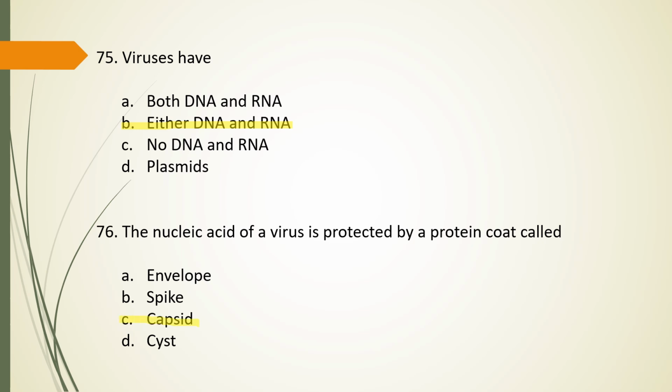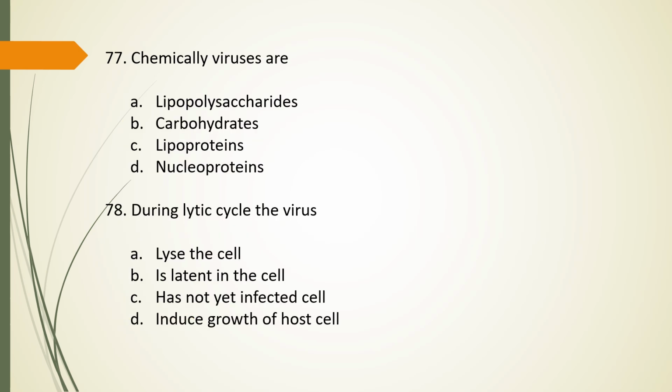The capsid is made up of smaller subunits called capsomeres, which are arranged in a helical or polyhedral geometrical shape in viruses. Question number 77. Chemically, viruses are option A, lipopolysaccharide, B, carbohydrate, C, lipoprotein, D, nucleoprotein. The correct answer is option D, nucleoproteins. Viruses are mainly composed of protein and nucleic acid.